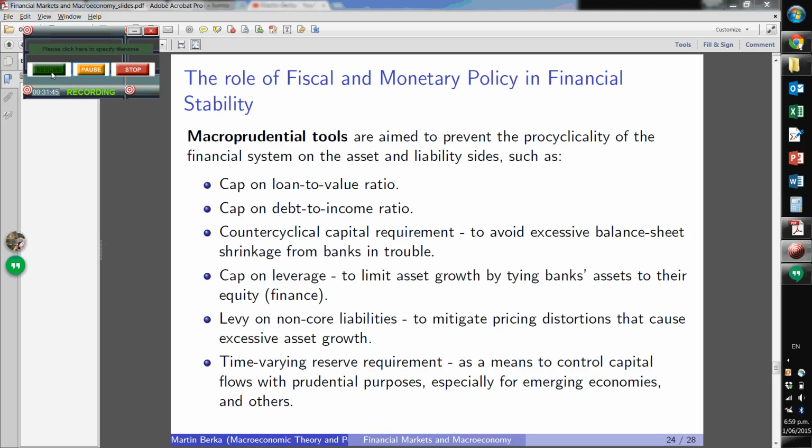Time-varying reserve requirements, that's kind of Basel Accord requirements. So in a boom, you are required to put aside more risky capital, and that will help buffer your possible downfall in the bust. Yeah, and that's pretty much it.